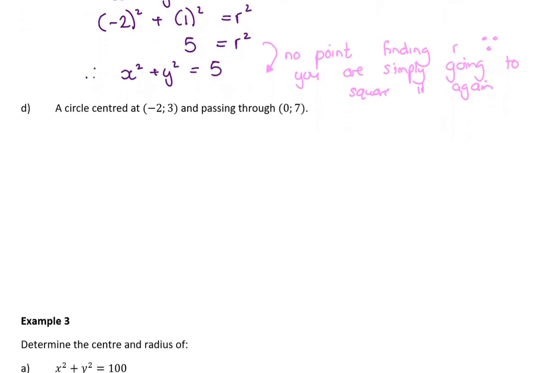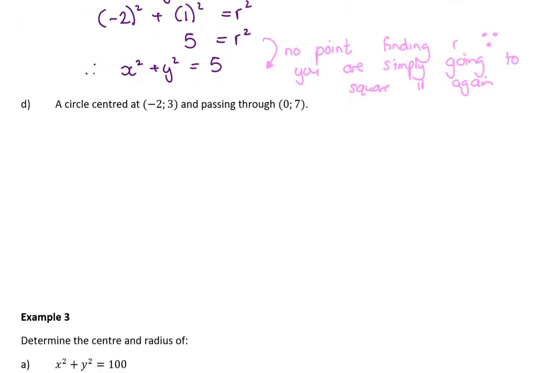Right, so on to another one. Similar to that, a circle centered at negative 2 and 3. So hopefully we start getting used to the fact that this is x minus negative 2, which becomes x plus 2. And then it'll be y minus 3 squared, and this equals r squared.